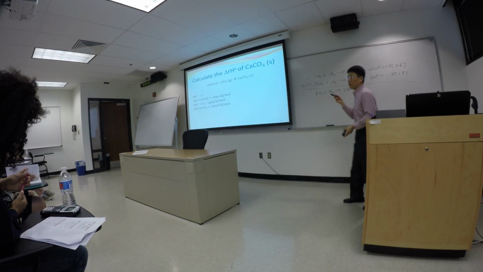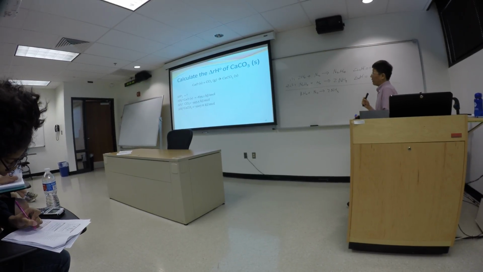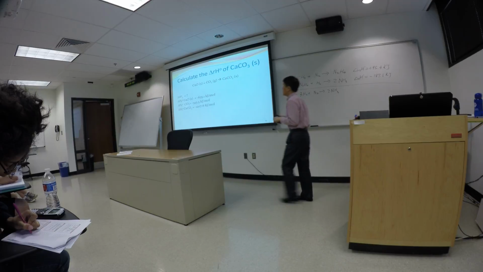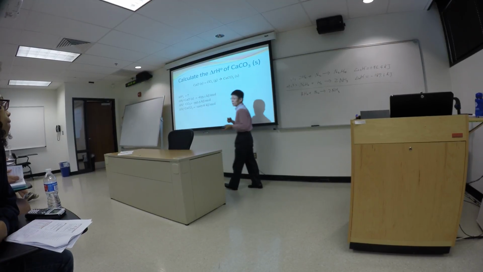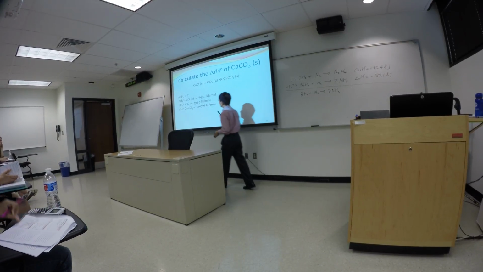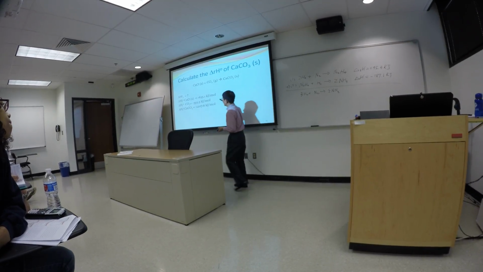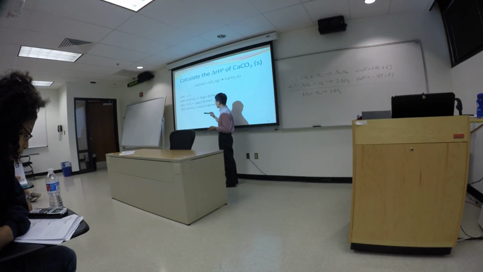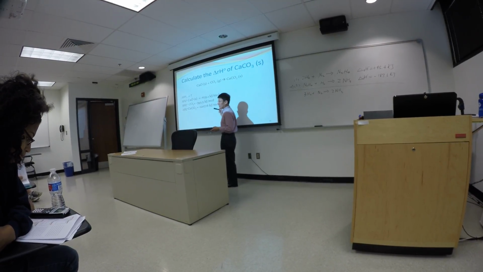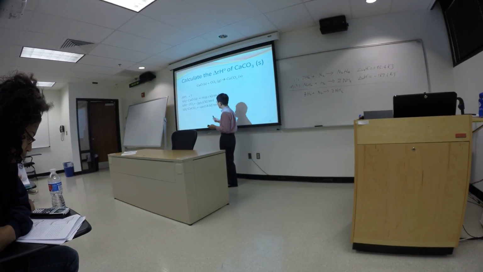We'll give you an example here. We ask you to calculate the enthalpy for the formation of calcium carbonate. Calcium carbonate can be obtained from this chemical reaction: calcium oxide and carbon dioxide mixed together give calcium carbonate. Given the enthalpy of formation for calcium oxide, negative 635.1, carbon dioxide, negative 393.5 kilojoules per mole, and calcium carbonate, negative 1207.6 kilojoules per mole.